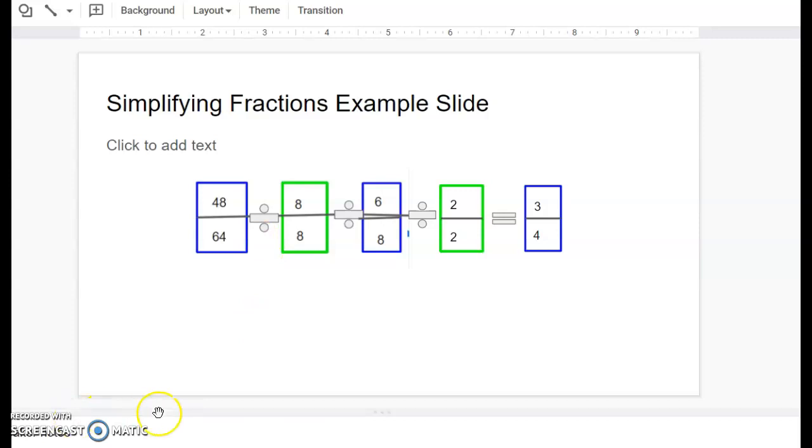Notice how I did one step, but I thought, okay, I can go smaller than that. And I found a common factor, which was 2. Remember, a factor is a number you multiply to get to that number. So 2 goes into 8 and 2 goes into 6. And I got 3/4.